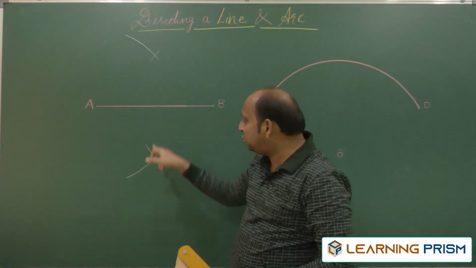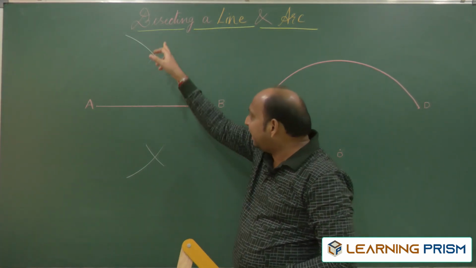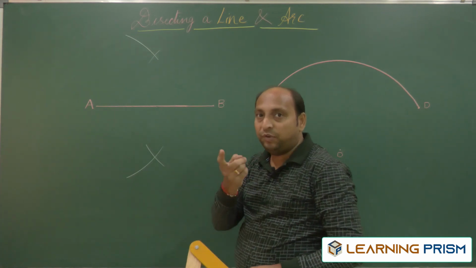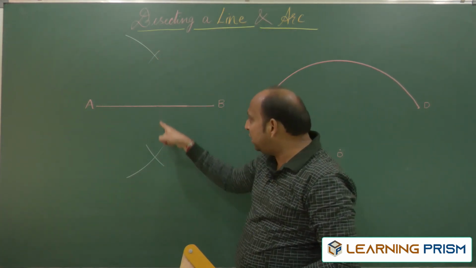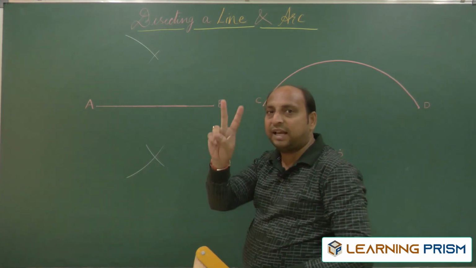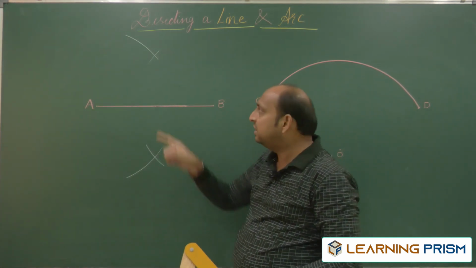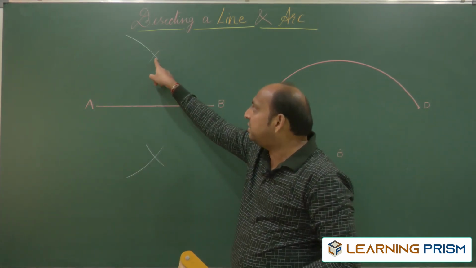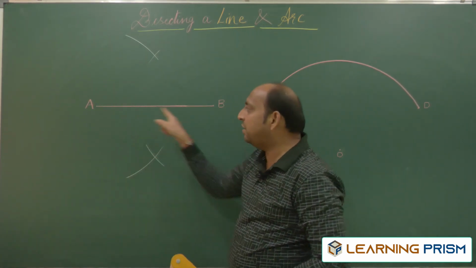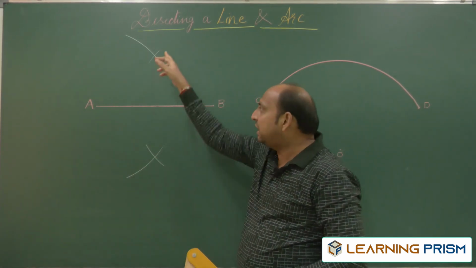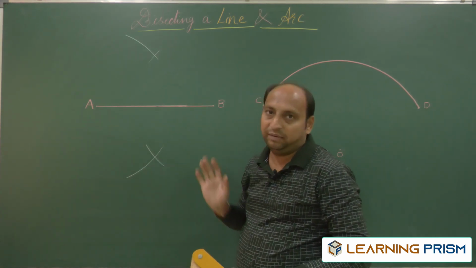Now join these two intersecting points. That line which you draw, passing through this point and this point, is going to divide this line AB into exactly two equal parts. That means the line drawn passing through these two points will pass through the midpoint of AB, which is nothing but that line is bisecting AB.